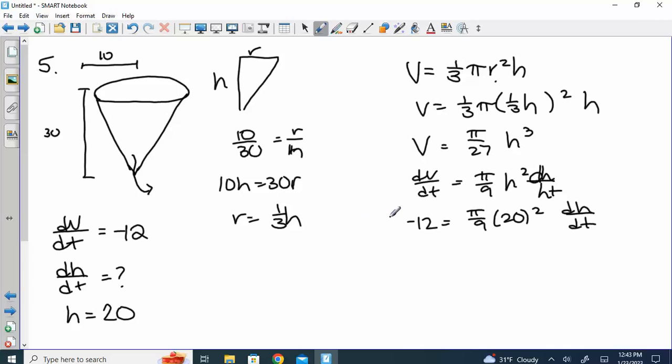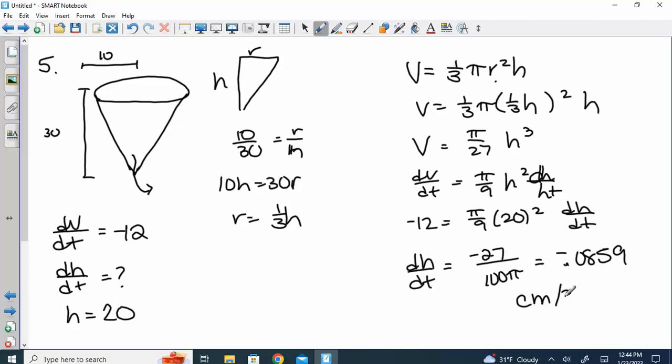So a couple ways you might write it. It's like negative 27 over 100 pi, or if you put it all in, it's like negative 0.0859. What would my units be? Centimeters per second. My height is centimeters, time is seconds. Any questions on that one?